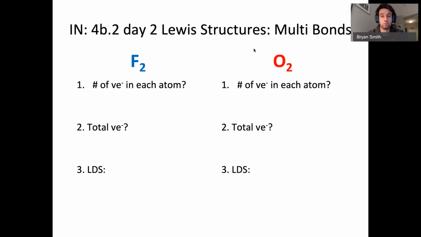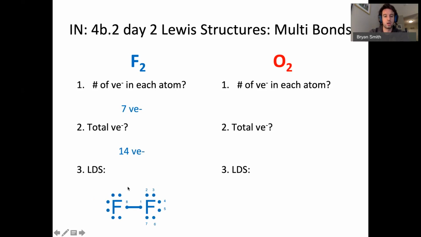Here's what I want you to do. For F2, which is fluorine, you could probably figure out that the number of valence electrons in each atom is 7. And you could probably figure out the total number of valence electrons: if each fluorine has 7, it's a total of 14, right? And then using that information, we can create the structure that looks like this, where we have two Fs, each one with 6 dots around it, and a single bond.